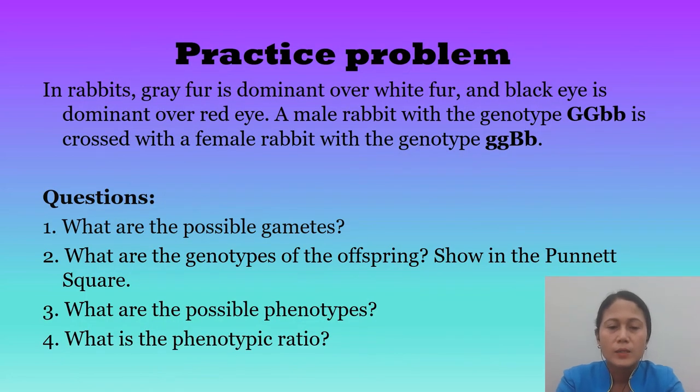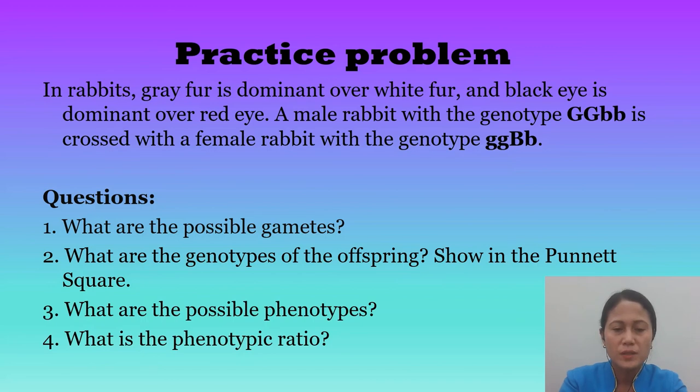Okay, so let's have a practice problem. In rabbits, gray fur is dominant over white fur, and black eye is dominant over red eye. A male rabbit with a genotype 2 big G's and 2 small b's is crossed with a female rabbit with a genotype 2 small g's and 1, heterozygous for the brown eye.